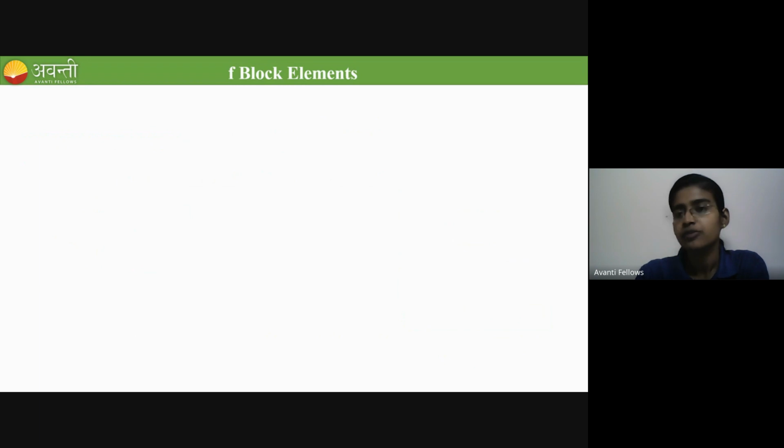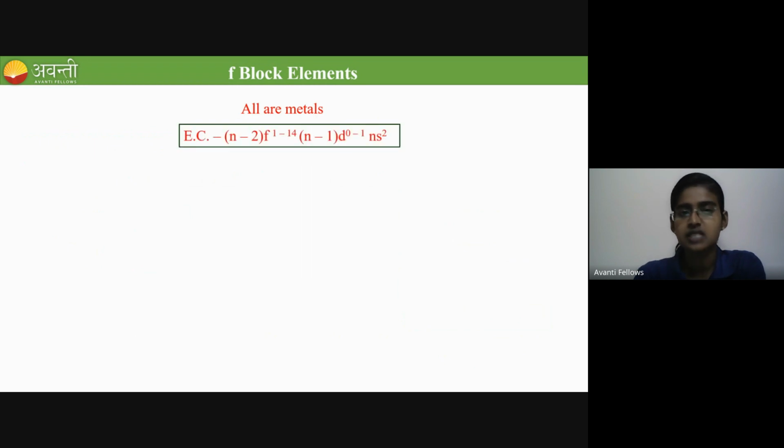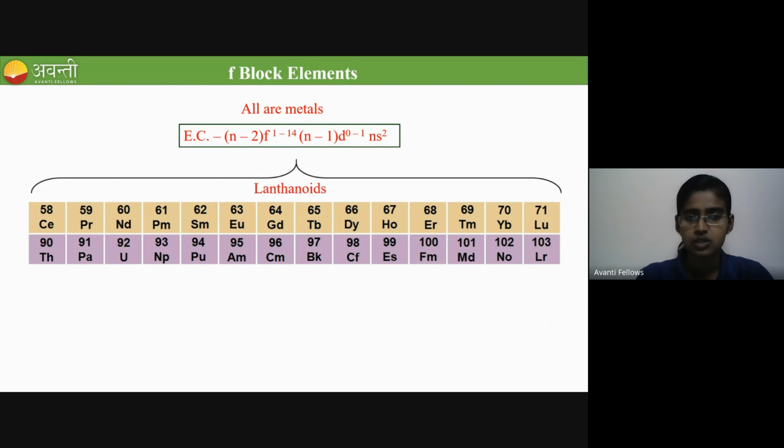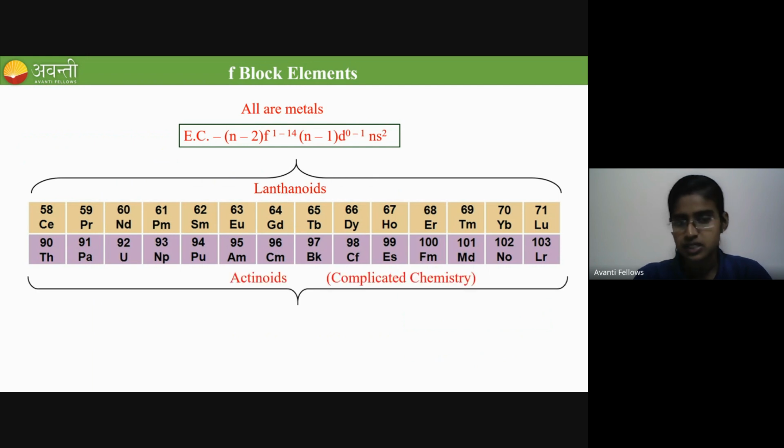In f block, if you see, most of all the elements are metals. The electronic configuration exhibited by f block elements is (n-2)f1 to 14, (n-1)d0 to 1, and ns2. Okay, so we have only two f series. One is 4f and the other one is 5f. If the electron is getting filled in the 4f orbital, then we call those elements lanthanoids. And if the electrons are getting added into the 5f orbital, then we call those elements actinoids.